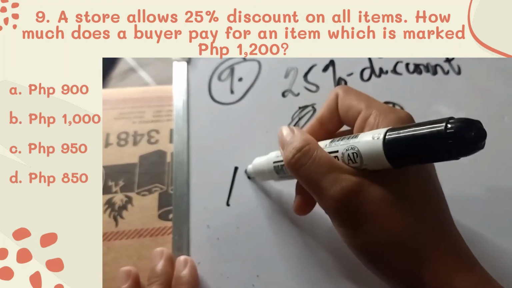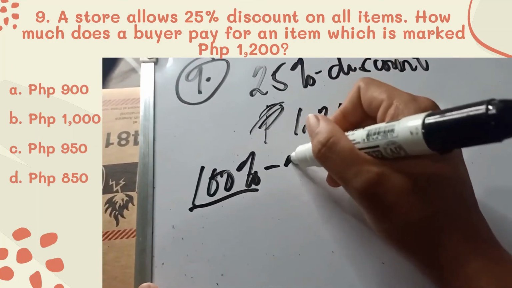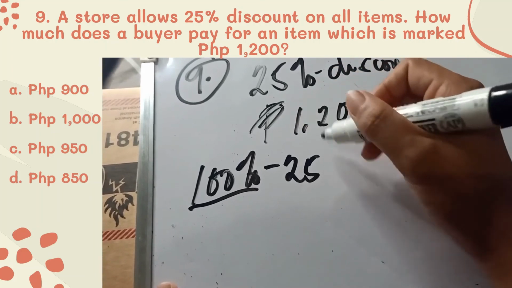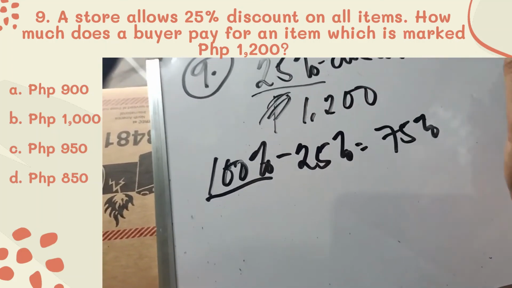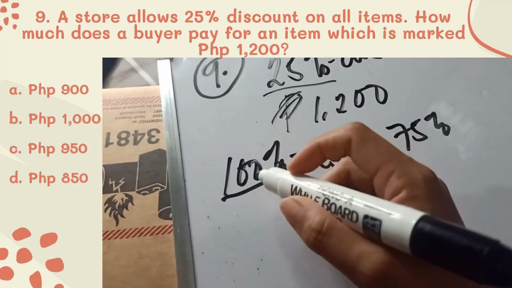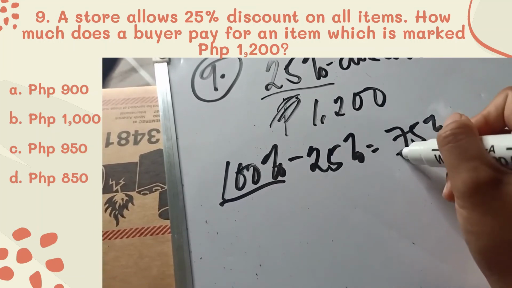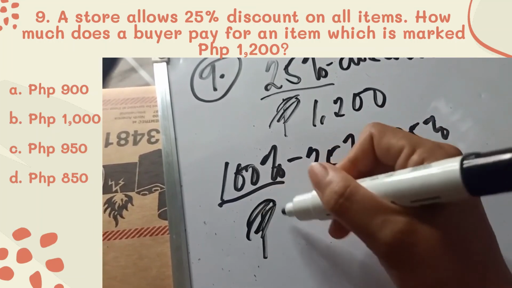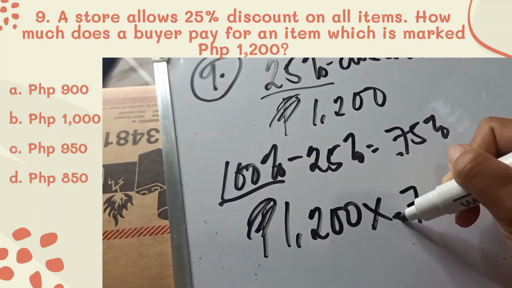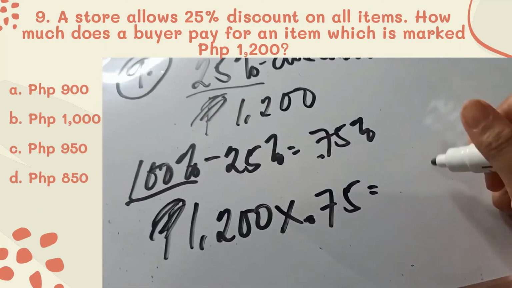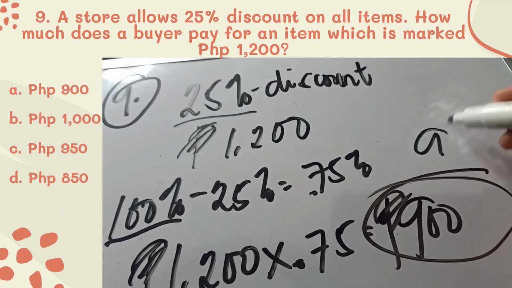So, ang ating 100% na constant, it will never change. Alisin natin yung given, 25%. So, ang matitira ay 75%. I-multiply natin yung 1,200 into 0.75. So, 1,200 multiplied by 0.75 is equals to 900 pesos. Therefore, ang sagot ay letter A.